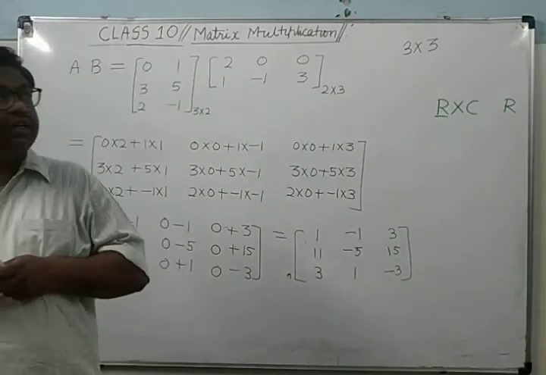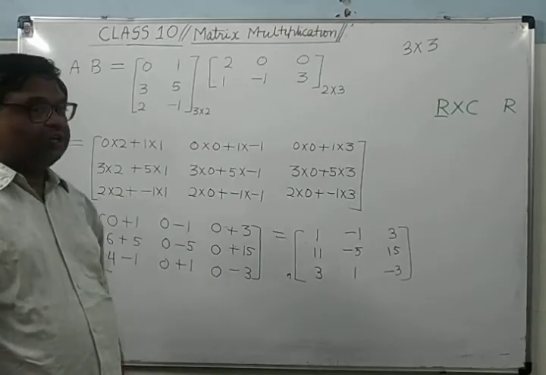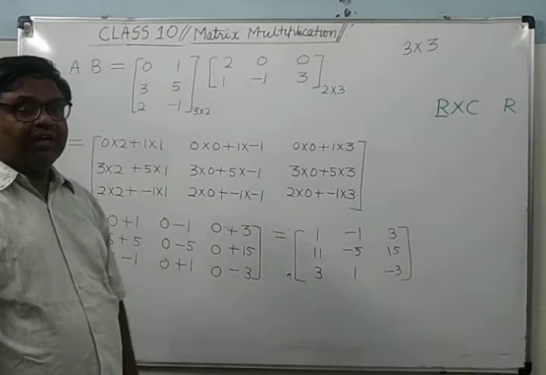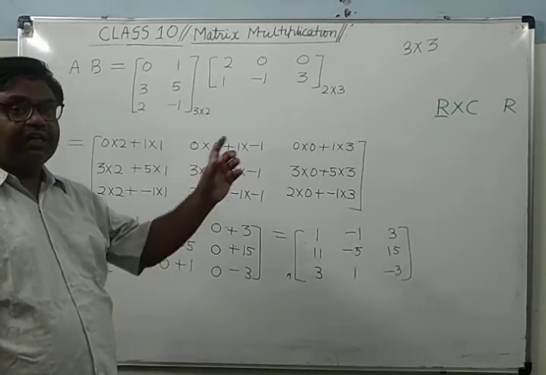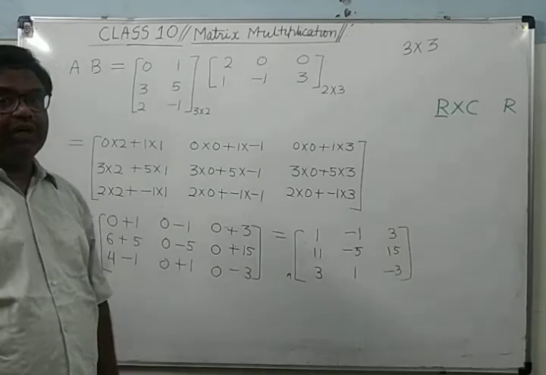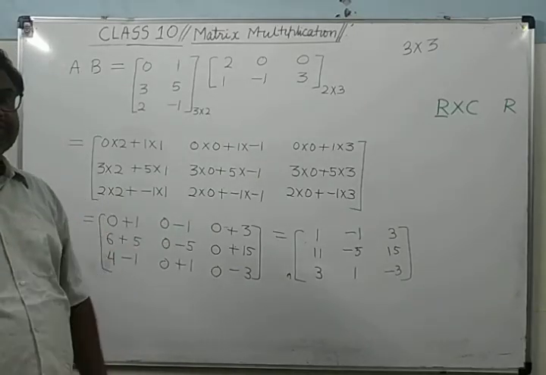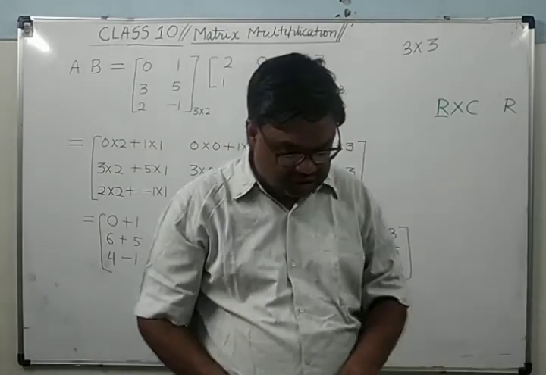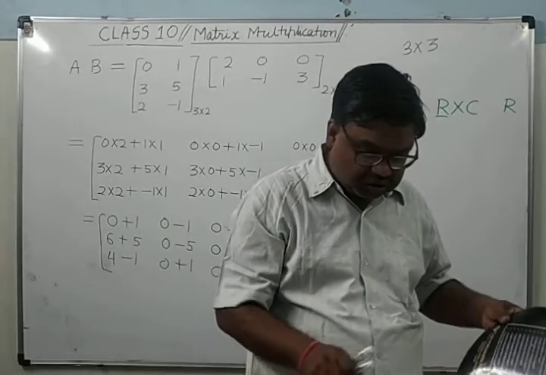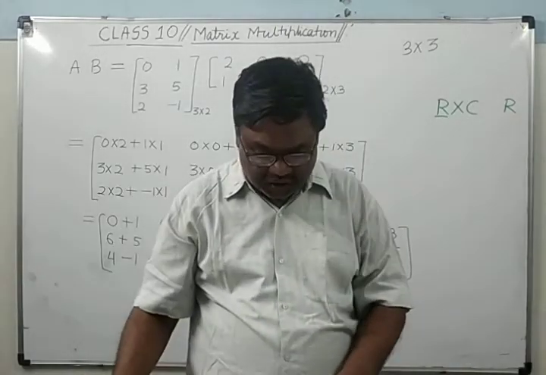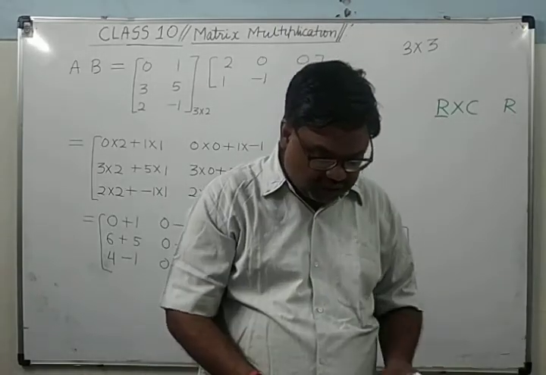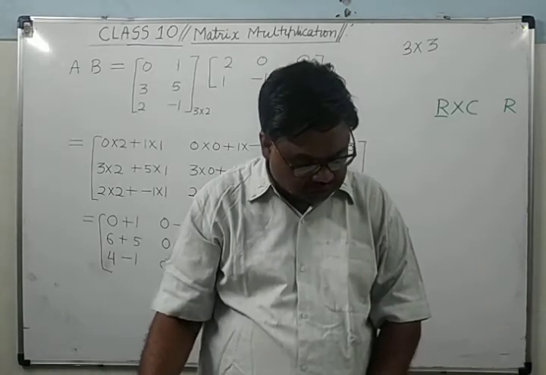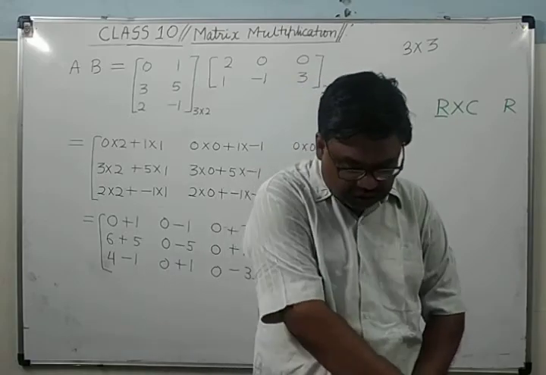Is it clear? So you will multiply row with each column. And then write down row wise. And when you will multiply row, then you will multiply corresponding elements and then add. Now you take one question. Is it clear? So these questions are very simple, but you will do very carefully. Now you see here. Here there is one question.